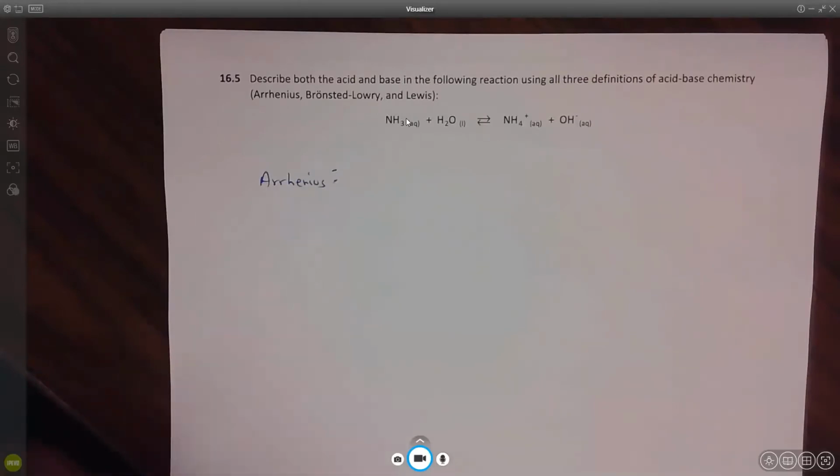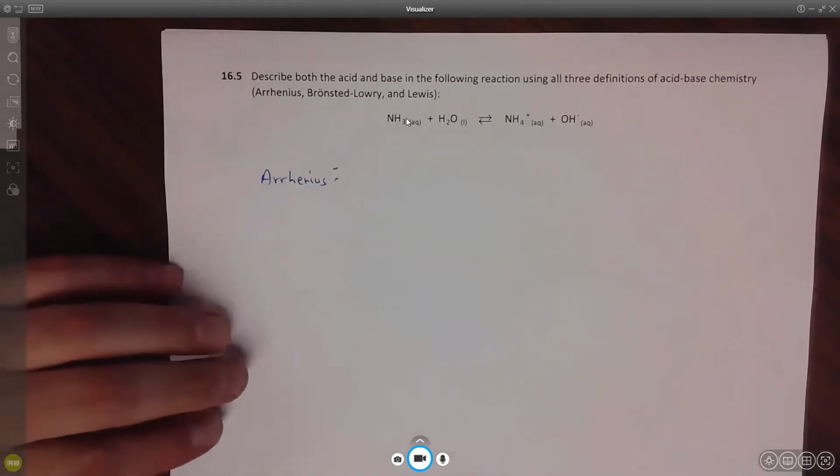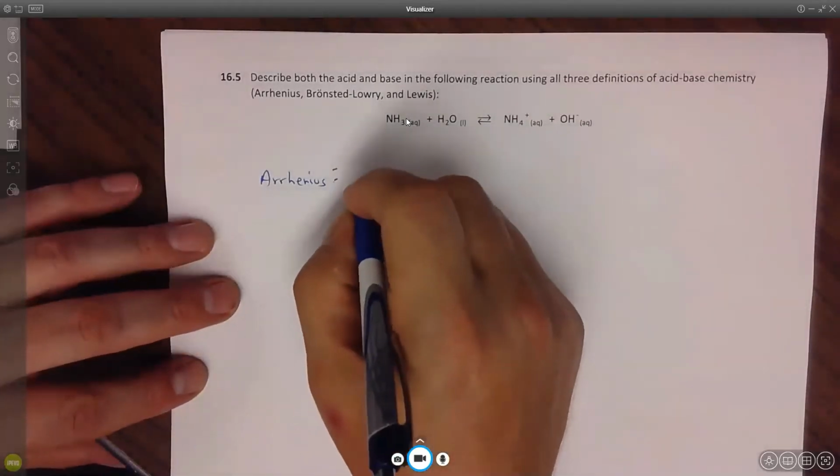I'm not sure. So an Arrhenius acid is a substance that when dissolved in water increases or produces the hydrogen ion, and a base is a substance that when dissolved in water generates the hydroxide ion. So do you see either an Arrhenius acid or Arrhenius base? The H2O? No. I don't know. So in this case, it's going to be NH3.